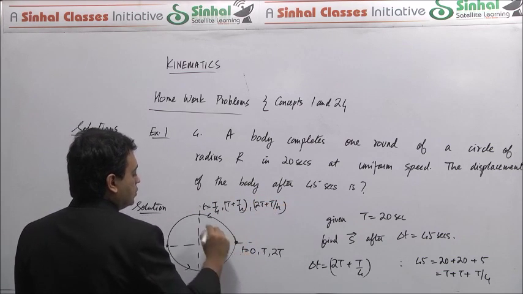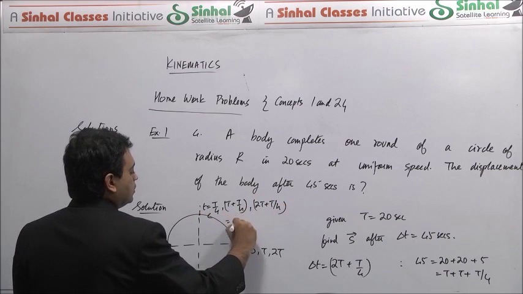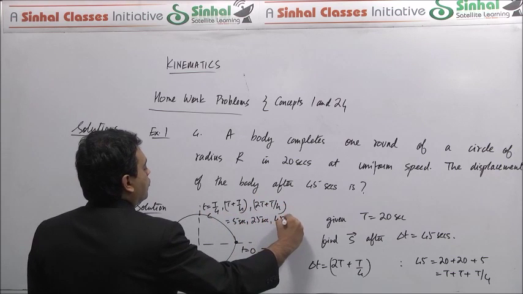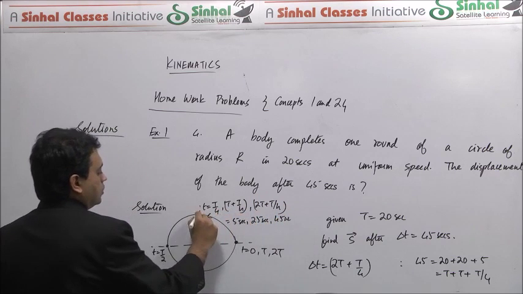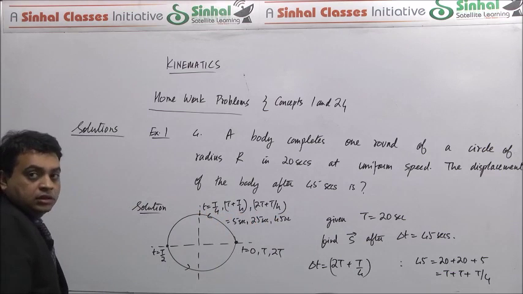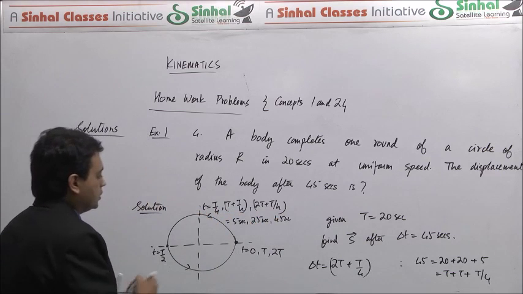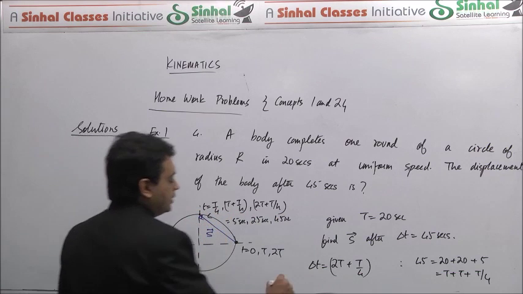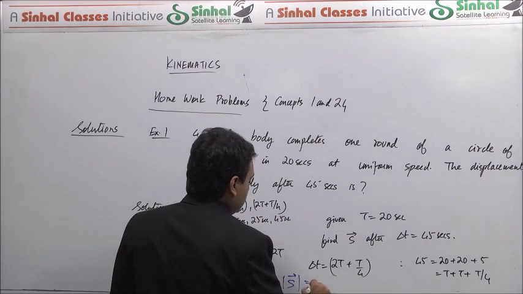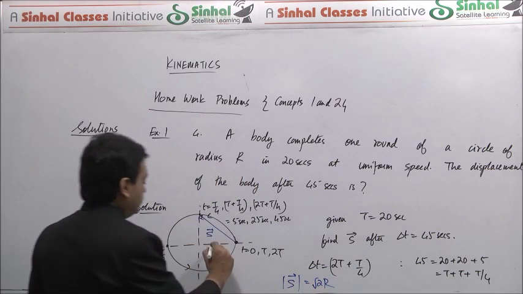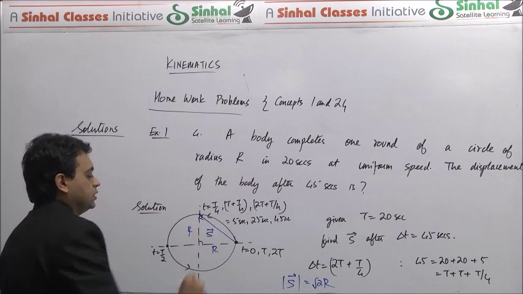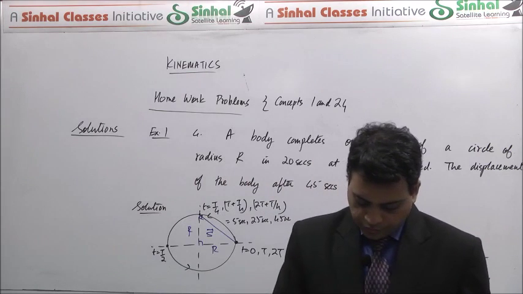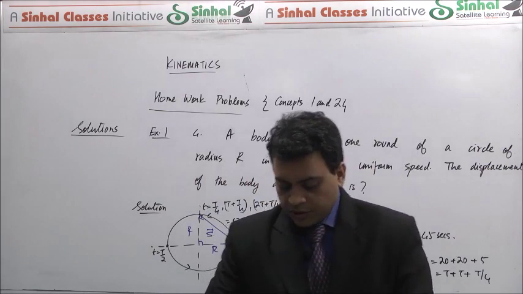So if this is t0, then this would be basically 5 seconds, 25 seconds, 45 seconds, etc. Okay. So basically at 45 seconds the body is here. So the displacement we are looking at now is this. Okay. So the magnitude of the displacement you can see is root 2 r, where r is this radius and this angle is 90. So just take that down.